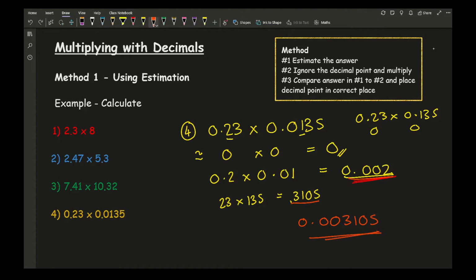Now, if this question 4 has completely confused you of something that actually was starting to make sense with questions 1 to 3, this is the problem when it comes to using estimation when multiplying with decimals, is that it's fine when both numbers are bigger than 1, but if it isn't, there is a massive flaw in this method, and it's very easy for you to go wrong if you're not doing it correctly.